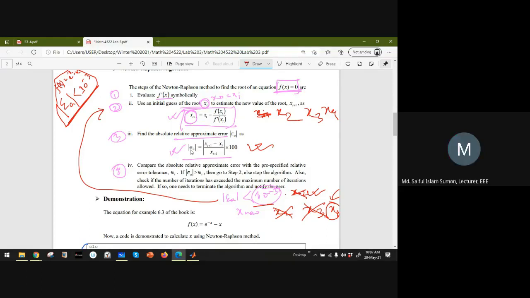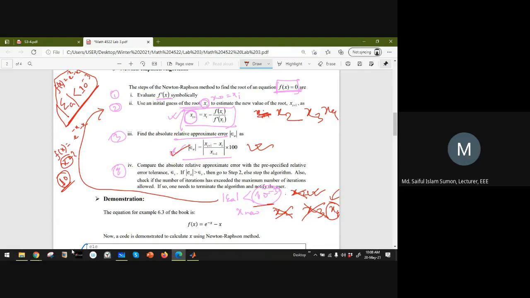But if the problem says that f(x) is equal to e to the power minus x, minus x. Find the solution of this equation. What is the solution of this equation, using 10 iterations? If this type of thing is there, then it's not required for us to think of the error at all. I will just iterate 10 times and find the value of x.